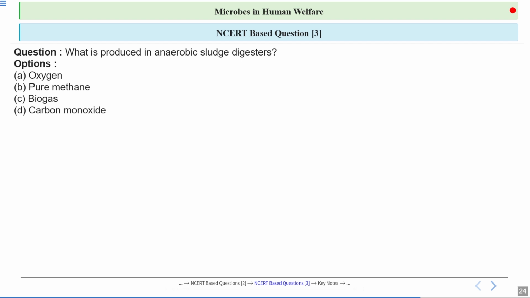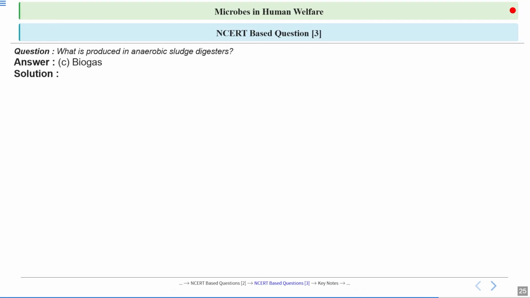So let's have a look at the answer. Okay, option number C, biogas, is the correct answer. This biogas is basically produced by the anaerobic bacteria, which means these bacteria do not require oxygen.